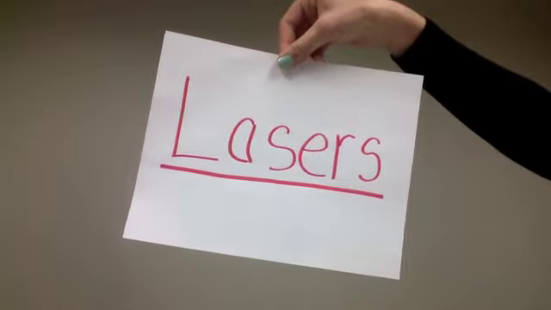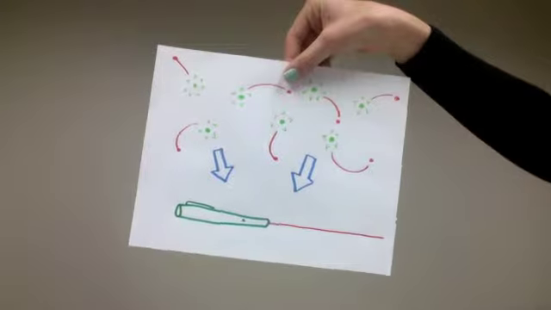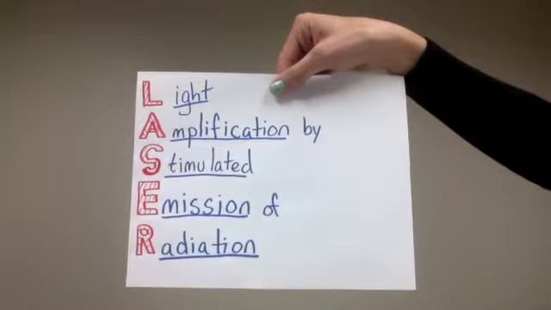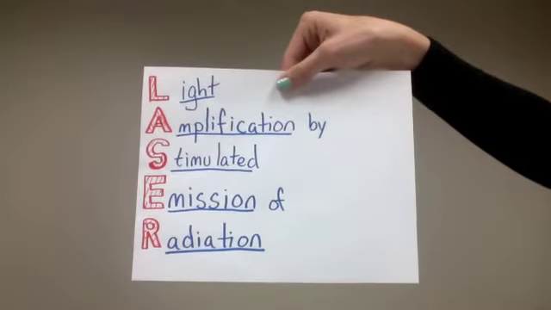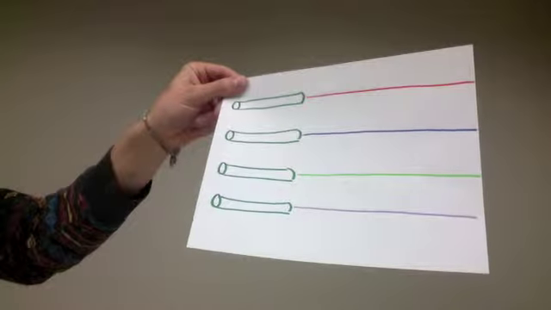Today we're going to be talking about lasers. A laser is a device that controls the way that energized atoms release photons. The word laser is actually an acronym for Light Amplification by Stimulated Emission of Radiation. This acronym very briefly describes how a laser works. Although many types of lasers exist, all of them have a few essential features.